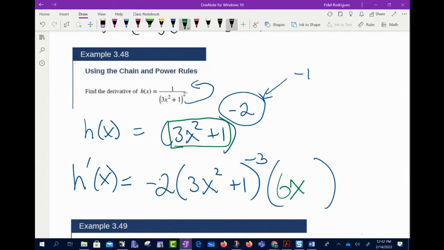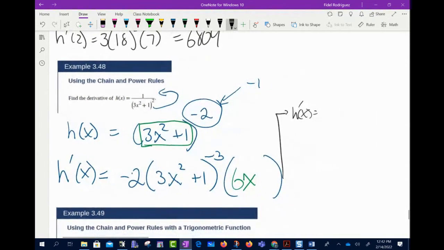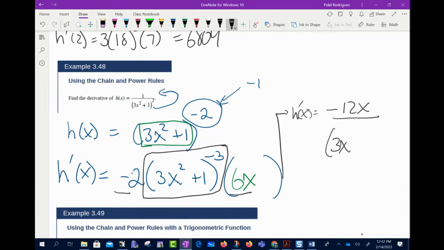All right, now y'all, we're going to just clean up this mess a little bit. Let's multiply this -2 and that 6x together. Everybody agree that would give me a -12x? And then if I were to take this guy right here and bring him back down to the bottom, would y'all agree with me that that would give me a 3x squared plus 1 all raised to the third? Okay. And there's our derivative.